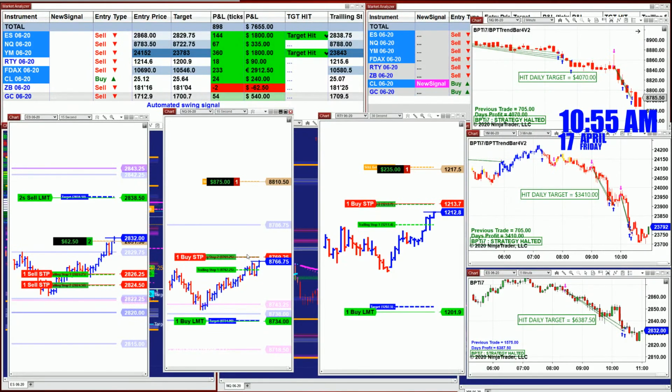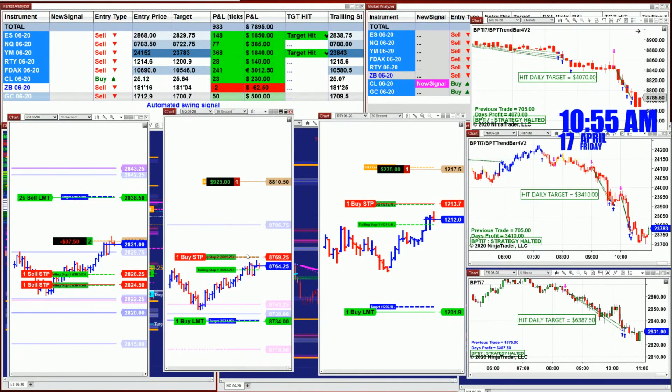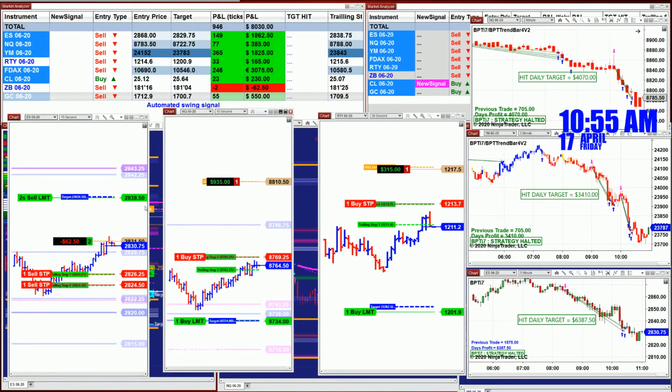And as we see, the ES has already started going long and is struggling with the long, but it's already the ES taking a long trade. And the trade is at 28.31.50.